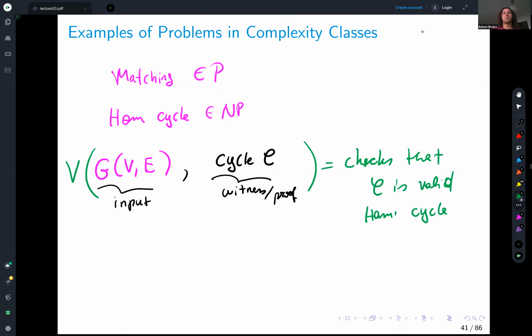Correct? And once I have a cycle, how long does it take to check that it's a valid cycle? Well, we need to check that it's a cycle that doesn't repeat any vertices, and that it passes through all the vertices. So I can just follow the cycle and check whether all my vertices were there and whether I repeated any vertex. If those answers are correct, then we know that it's a Hamiltonian cycle. Does that make sense?